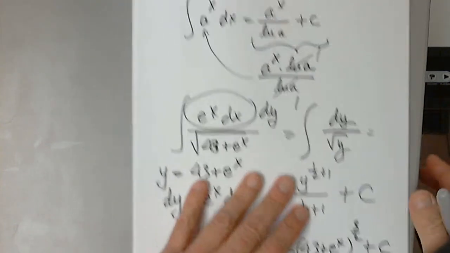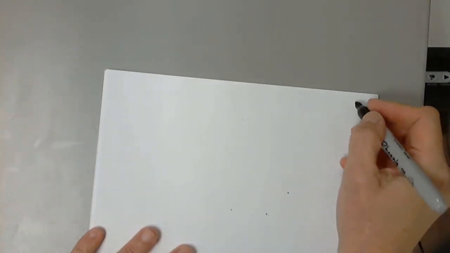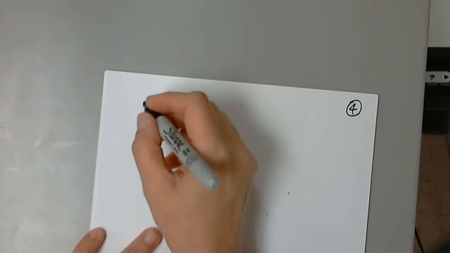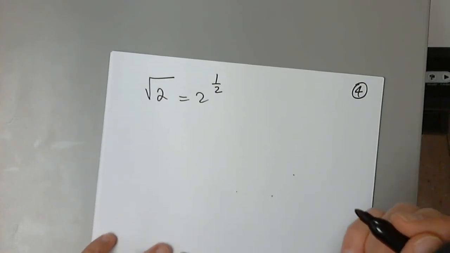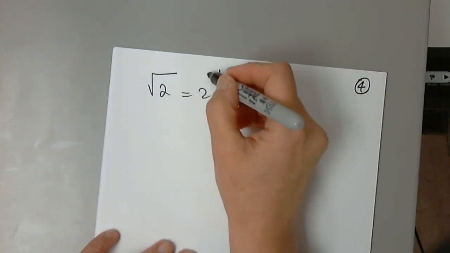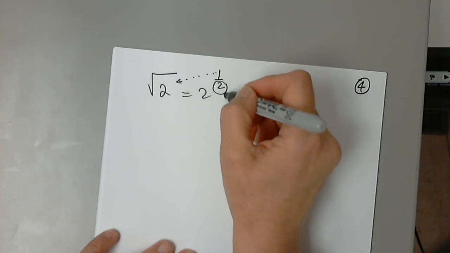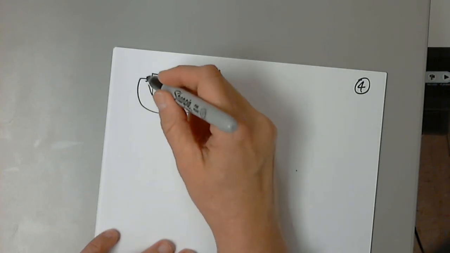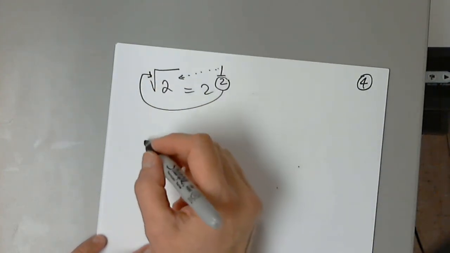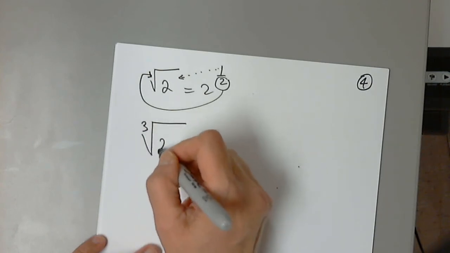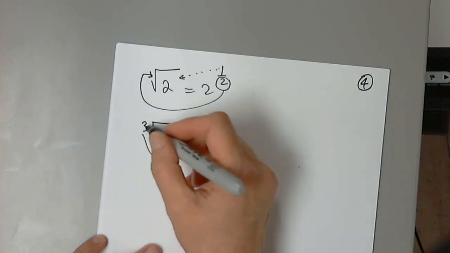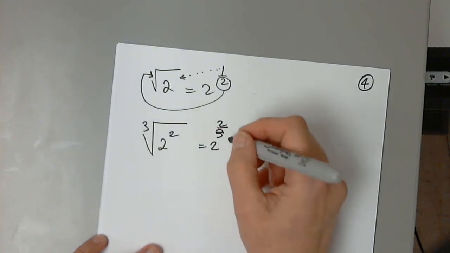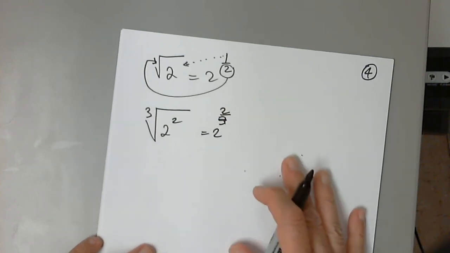Every time we see a fractional exponent, so if I have the square root of 2, this is 2 to 1/2, 1 being the power, and the denominator of the fraction being the index. So if I have the cube root of 2 squared, this is 2 raised to 2 over 3. The denominator is always the index.